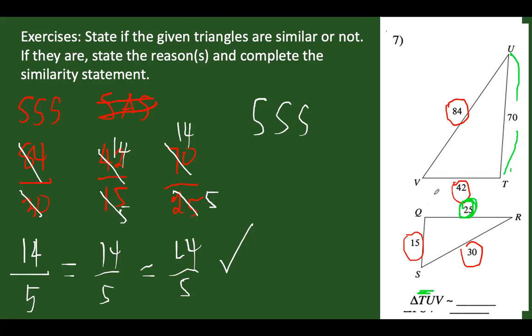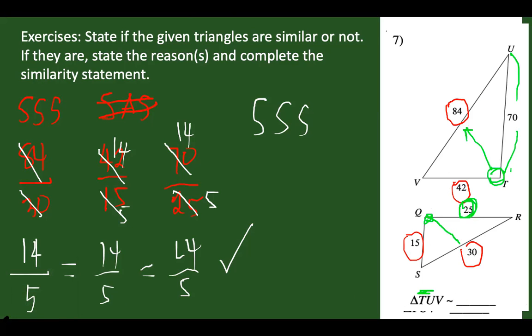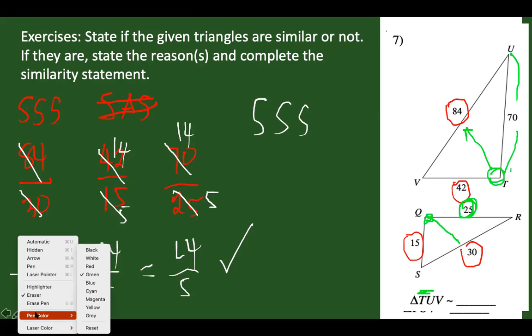Okay, here we go. So here, the angle T, and its opposite side is the longest side. So therefore, the longest side here is 30, and the opposite angle is Q. Therefore, this is Q. Oh, I forgot the triangle. Okay, let me erase. Eraser. Okay, let me put it back to green.